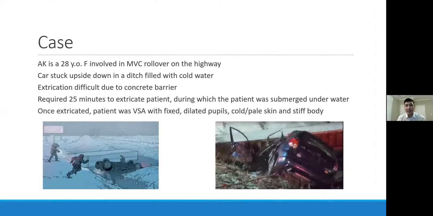To start with the case, this is a case from a few years ago at LHSC, so some people in the audience may have been involved or heard of it. I wanted to mention that some of the details of the case have been modified or omitted just to facilitate the presentation.